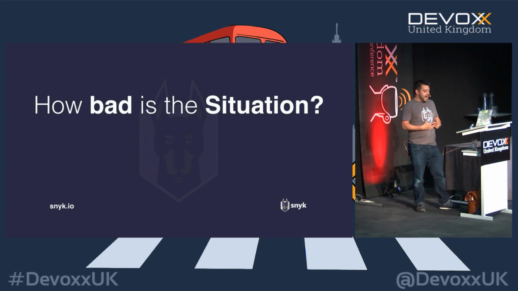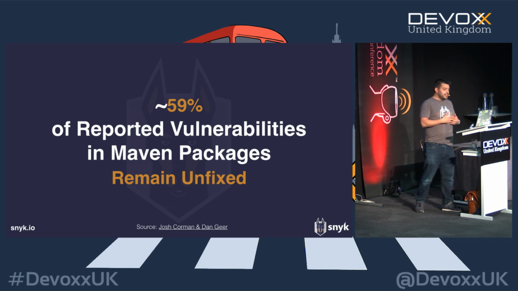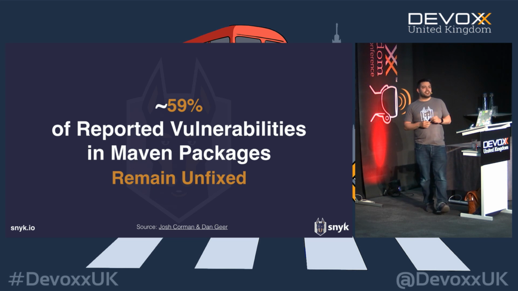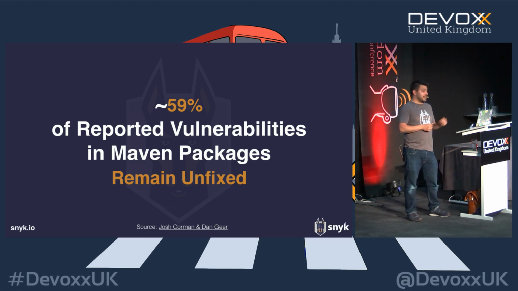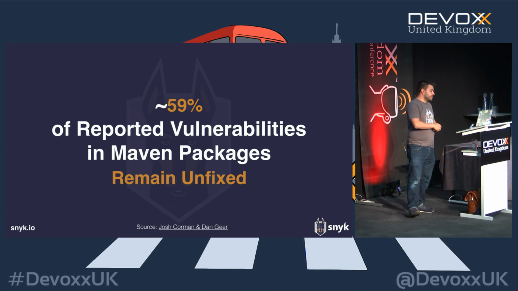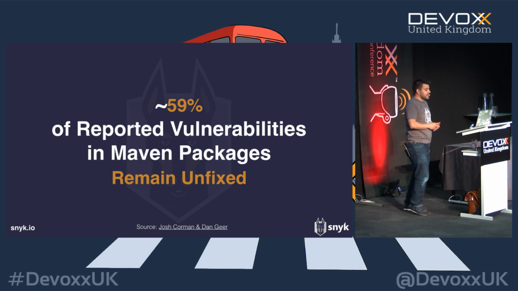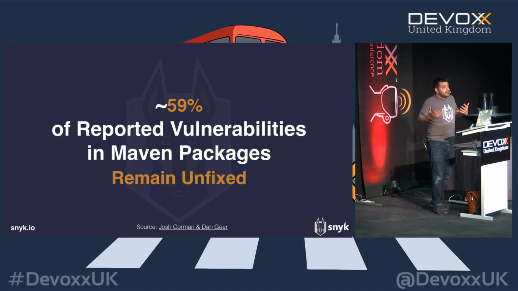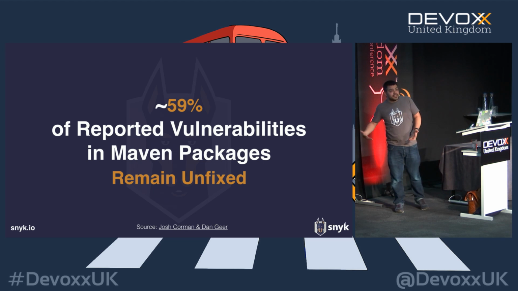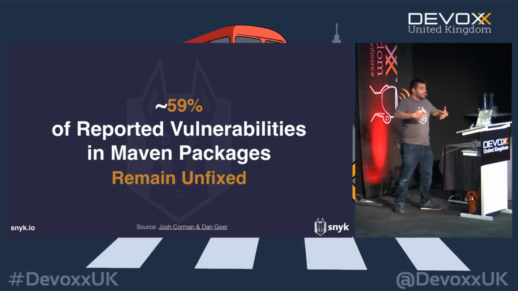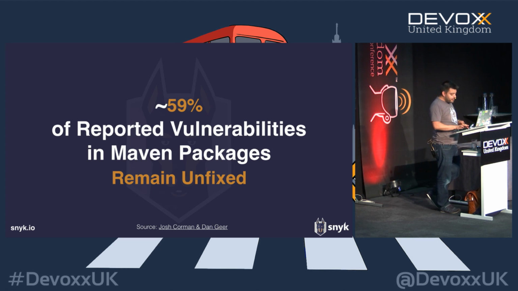When we talk about how bad the situation is, this is quite a shocking stat: 59% of reported vulnerabilities in Maven packages, so Maven Central downloads and so forth, remain unfixed. A lot of this is potentially because a lot of open source packages are a little bit dormant and not as maintained as others. A lot of them perhaps because we don't actually know there's a vulnerability there. Perhaps people aren't necessarily moving to the next level.